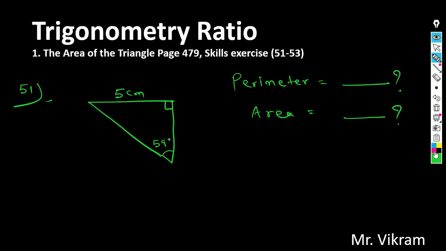So first of all, you should know the formula for perimeter. The formula for perimeter is the sum of all sides, so a plus b plus c. If I give sides, let's say this is a, this is b, and this is c, it's the sum of all the sides. And what is the area? Area is half of a multiply b, or you can say half of height multiply base, right?